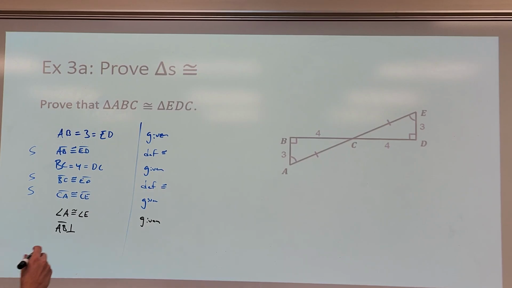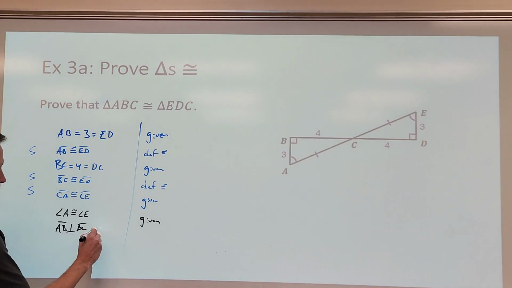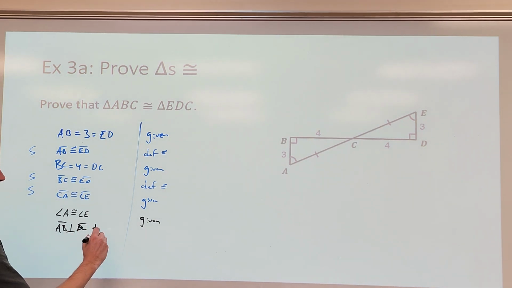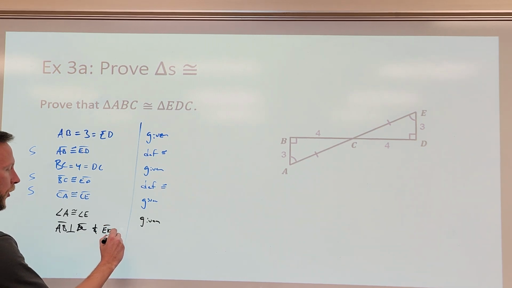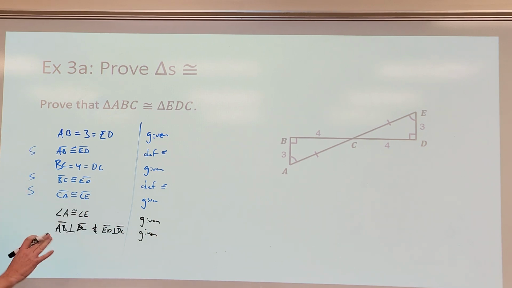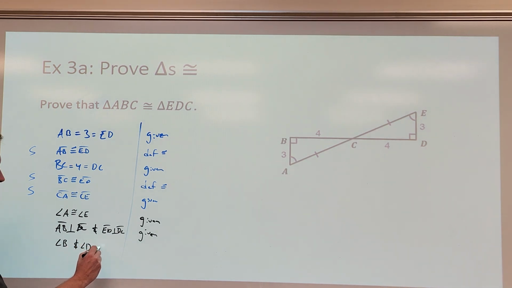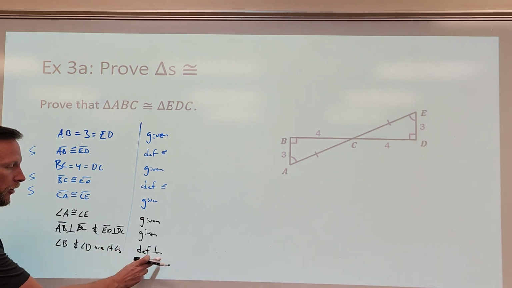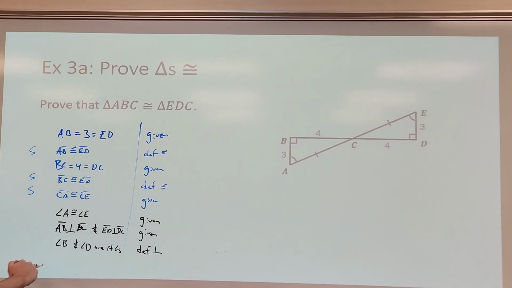So since segment AB is perpendicular to segment BC and segment ED, I want to put these in the same corresponding order, ED is perpendicular to DC, again, given information. I'm going to use the fact that those angles are perpendicular to say that the angle at B and the angle at D are right angles by the definition of perpendicular. This might look familiar to statements that we made in Unit 2. So we have to think back a couple months.